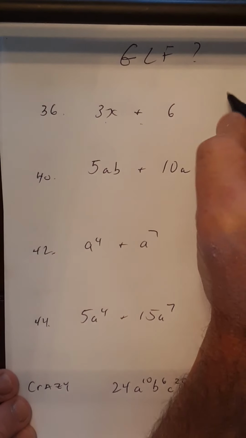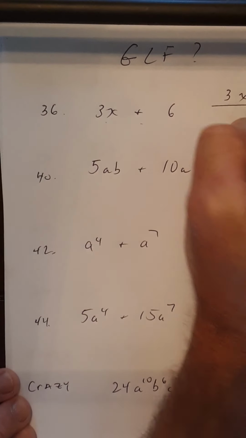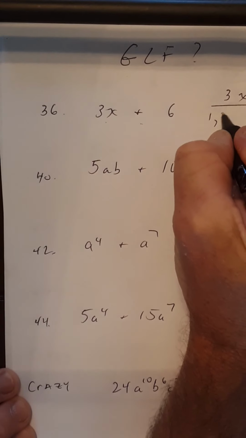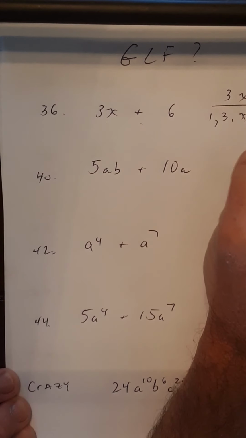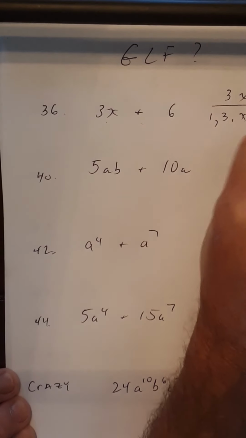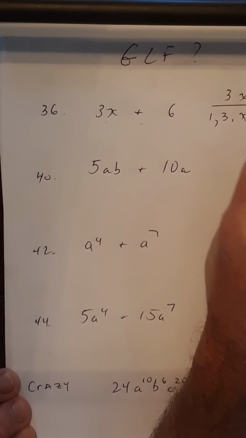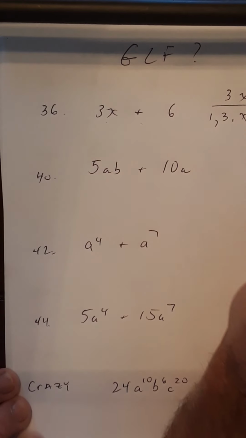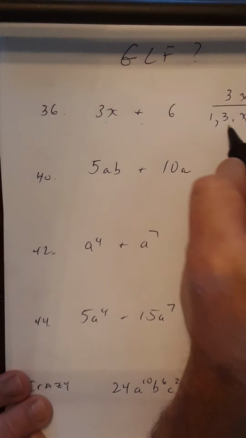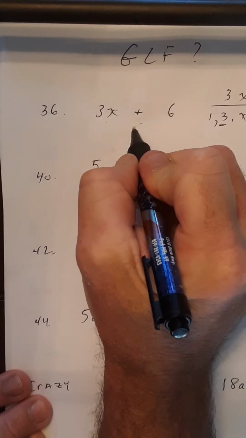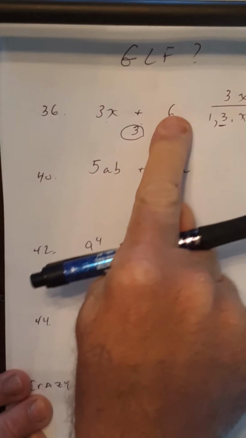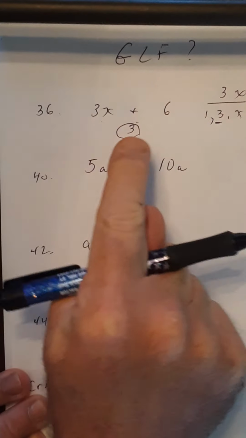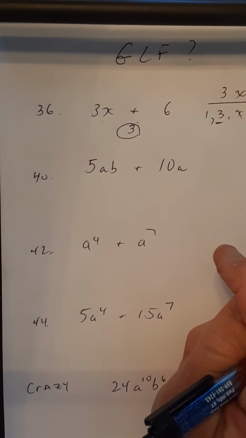Well, if I just list the factors of 3x over here, I'm going to have 1, 3, and x. And if I list the factors of 6, I'm going to have 1, 2, 3, and 6. And my greatest common factor appears to be 3. Notice the 6 does not have an x, so 3 is the greatest common factor.